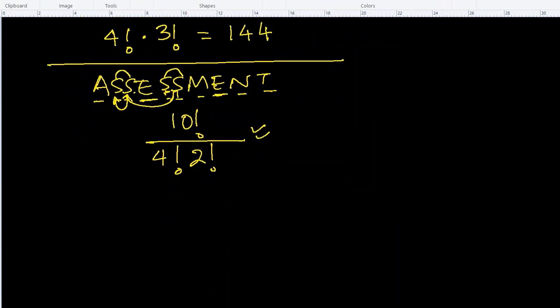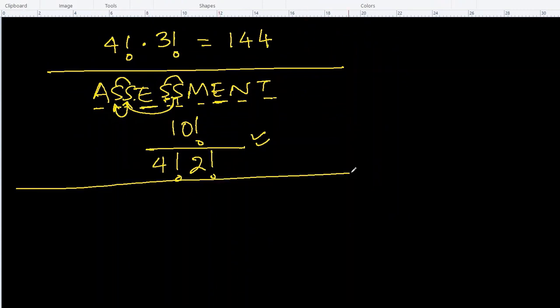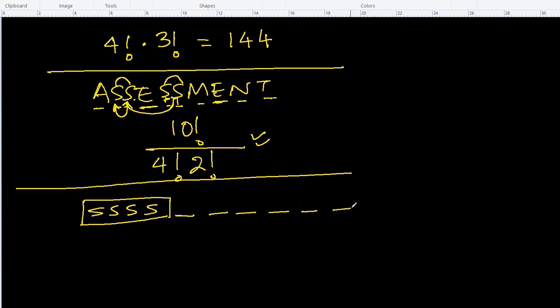So let's say assessment. In the same, I want all S's to be together. Alright. So what will I do? I'll make a box for 4 S's. S, S, S, S. Right? Now what is left? There will be 6 places left: 2, 3, 4, 5, 6. And this S box will be 7th. So it will be 7 factorial.